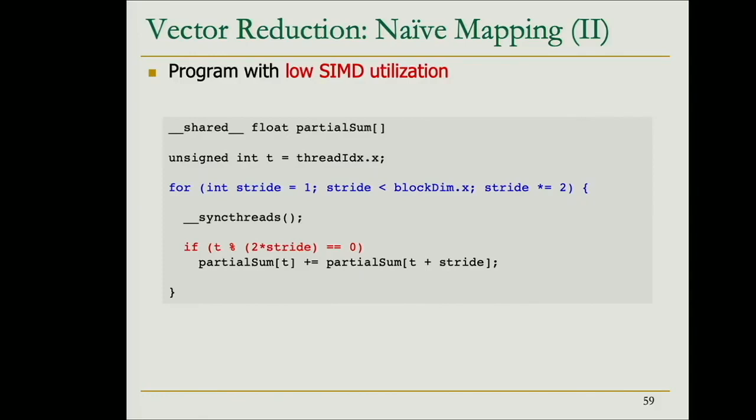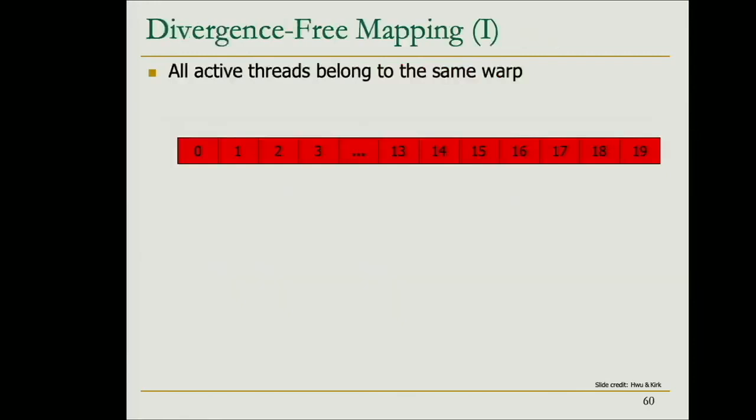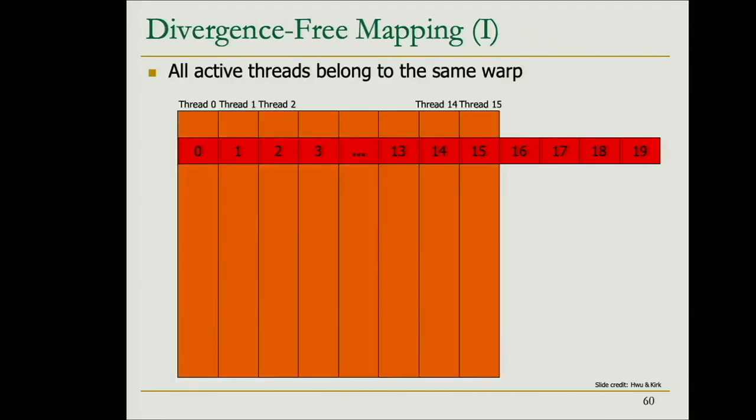Problem, very low SIMD utilization. So how can I come up with a divergence-free mapping? Well, in the case of the reduction, something is really possible, because reduction typically is an associative operation, right? So think about the sum, think about the addition. Because of the associative and commutative properties, I don't really care about the order of the additions, right?